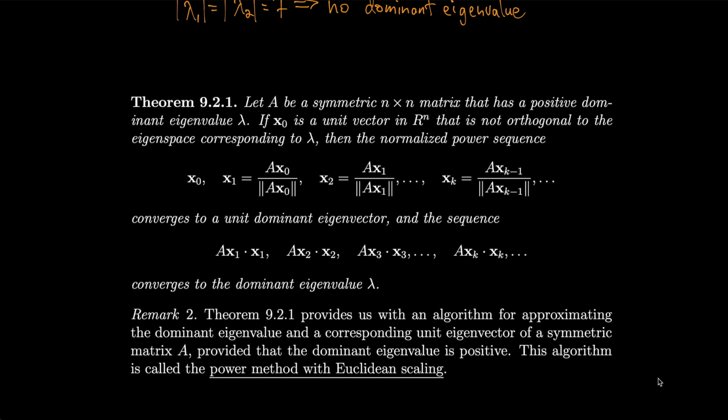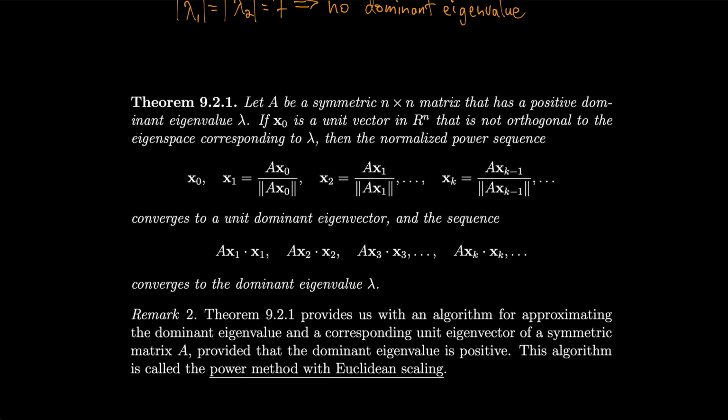Let A be a symmetric n by n matrix that has a positive dominant eigenvalue lambda. If x0 is a unit vector in Rn that is not orthogonal to the eigenspace corresponding to lambda, then the normalized power sequence x0, x1 given by Ax0 divided by its length, x2 given by Ax1 divided by its length, and so on through xk and even past that, converges to a unit dominant eigenvector, and the sequence Ax1·x1, Ax2·x2, Ax3·x3, and so on converges to the dominant eigenvalue lambda.